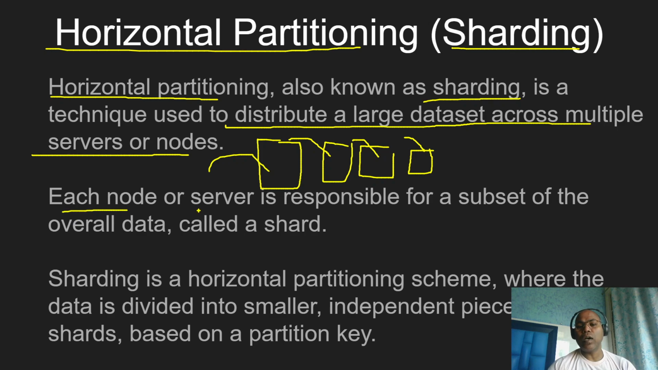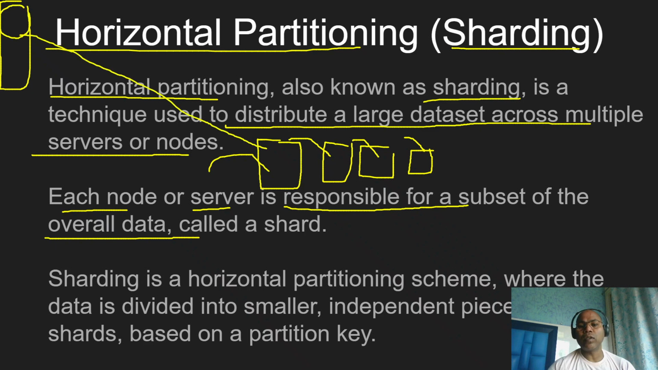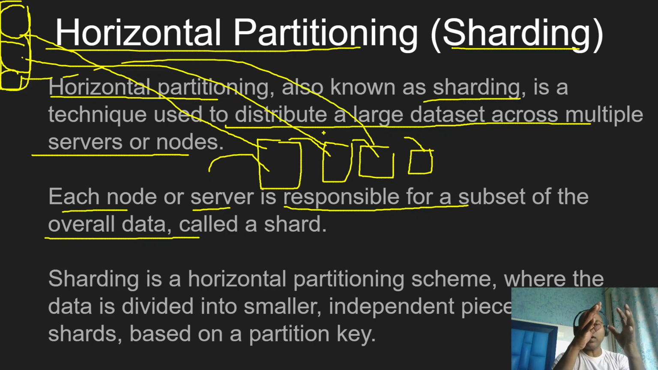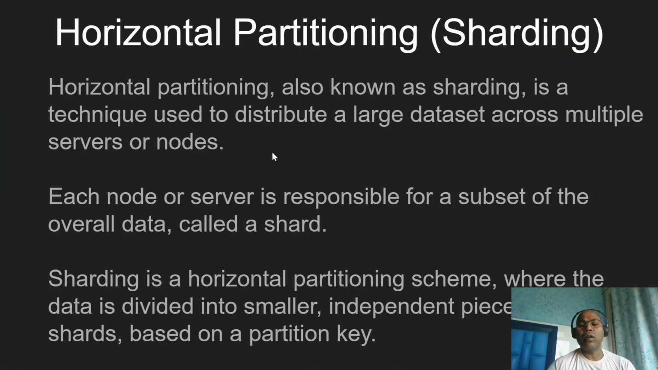Each node or server is responsible for a subset of the overall data, called a shard. Here the customer has a large data set. Some set of data is stored in this one server, some portion of data is stored in this other server, and some portion in another node. So the same data is not stored in every server; instead, a subset of data is stored in one node, another set in another node, another set in another node. This is the way you can partition your data horizontally.